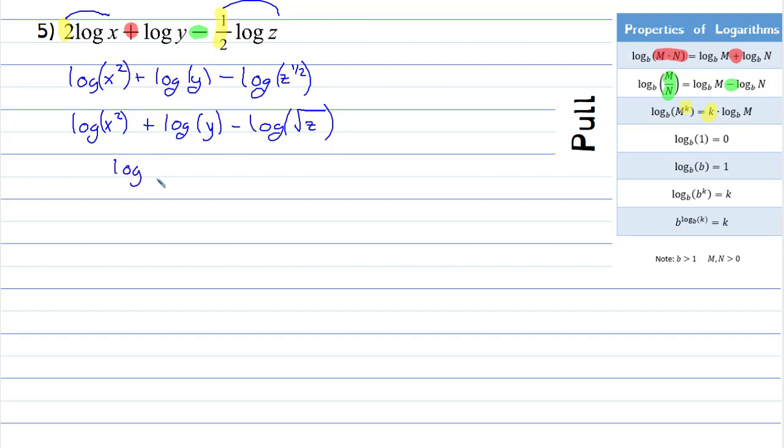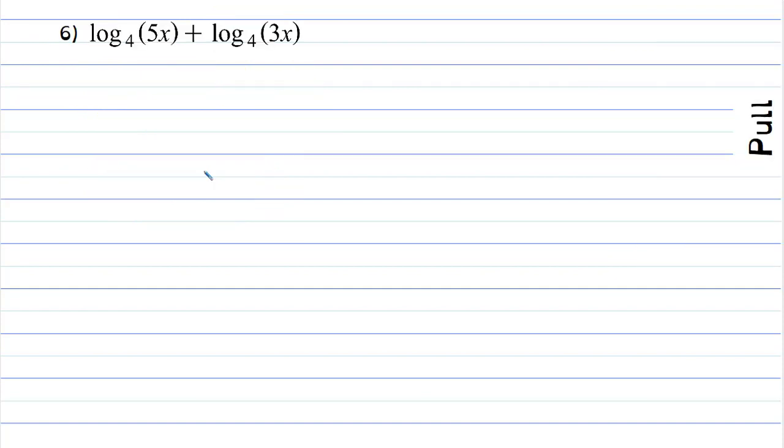So log base 10 of x squared y divided by the square root of z. The addition went in the numerator. The subtraction goes in the denominator. I want you to work on one on your own.